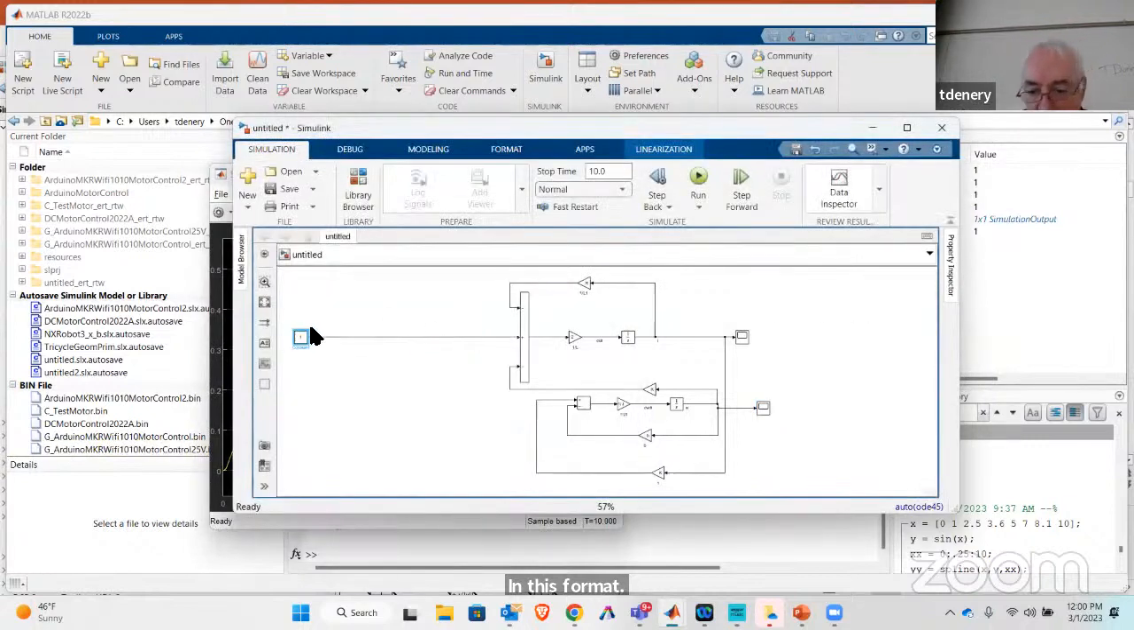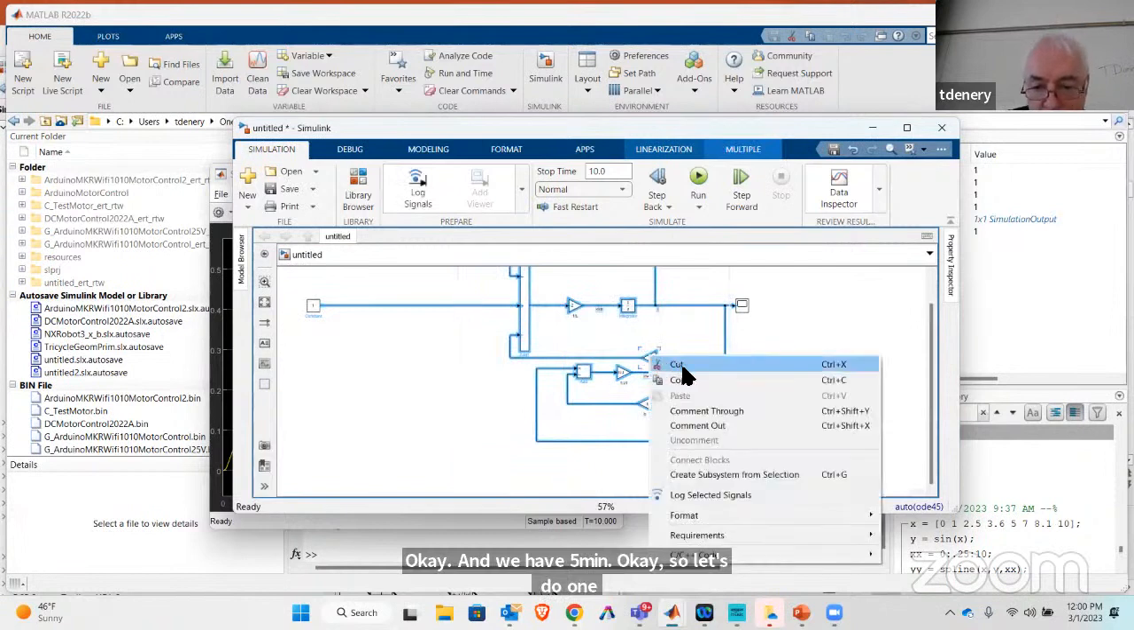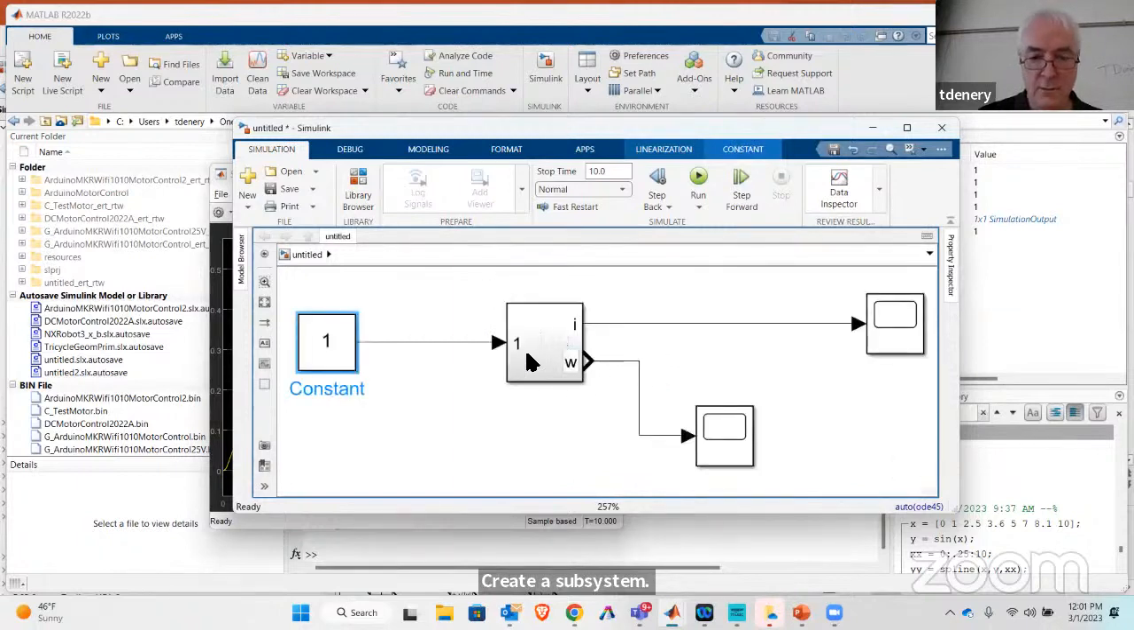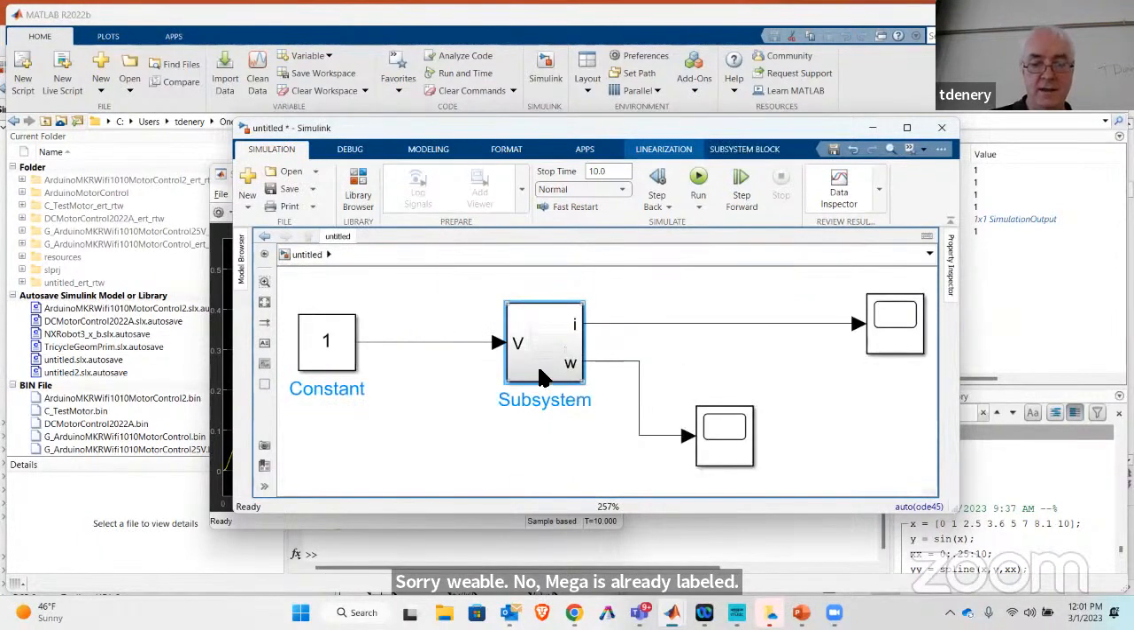Okay. And we have 5 minutes. Yes. Okay, so let's do one last thing. All right, and let's put a controller on. Create a subsystem. So essentially all that was put in this one box. We will label things now and we'll say voltage is in, current is already labeled, and omega is already labeled. Okay, so that's what's inside this box here, and that's our DC motor.